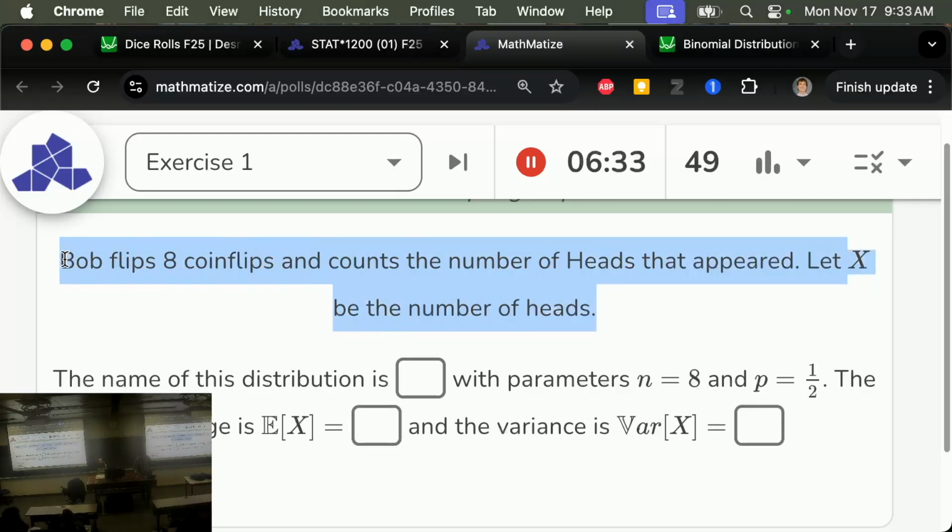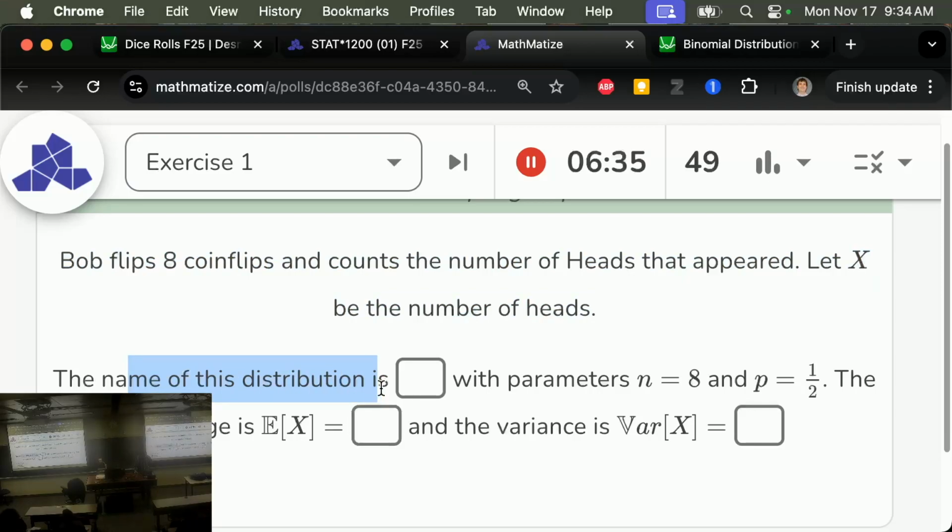But to start with, what is this random variable called? The name of this distribution is blank. And I'll point out, I did a little switcheroo. X is a random variable, and then I said this distribution. So remember, the random variable has a distribution, but we sometimes call them interchangeably.